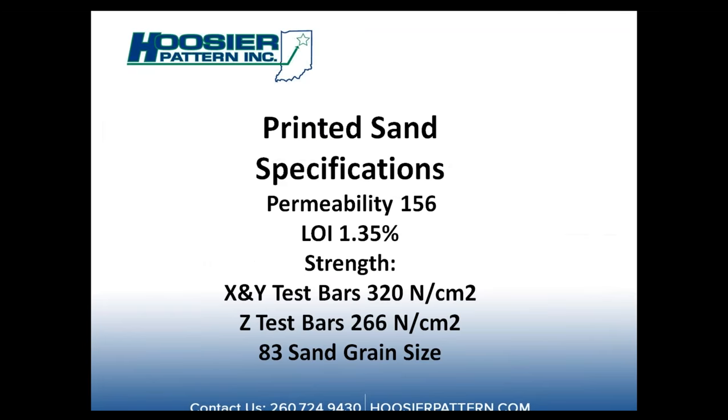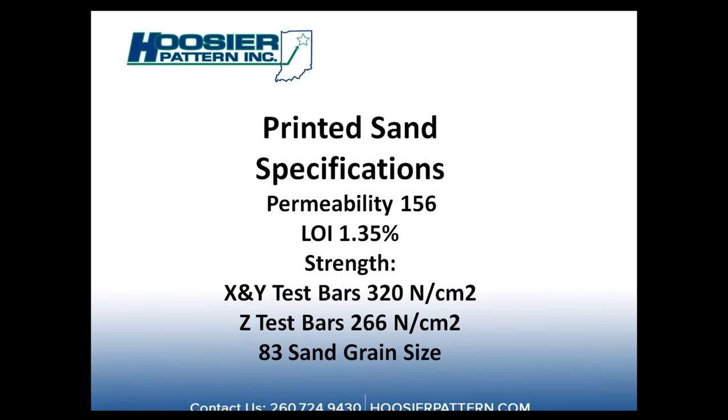And here's what some of our test results are, what we've been averaging lately, for quite a while now. We're averaging a permeability with printed sand of about 150 or so. LOI is running about 1.3%. We test XY and Z bars, do a 5-piece average for every job box that's built. We're averaging about 320 newtons per centimeter squared for the X and Y.